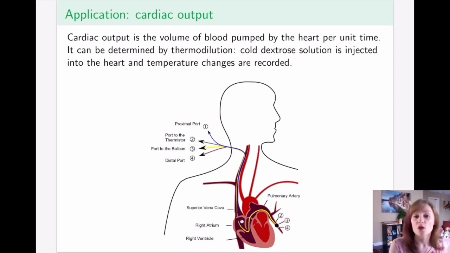Okay, so the cold temperature of the actual solution warms up as it travels through the heart, and the faster its temperature returns to normal, the better your cardiac output actually is, because the faster your heart managed to get that solution out. The reason that this is preferred by many is because, again, it's minimally invasive, and it can also be repeated. So normally there are a couple of injections that happen, and an average of the cardiac output among different measurements is taken.